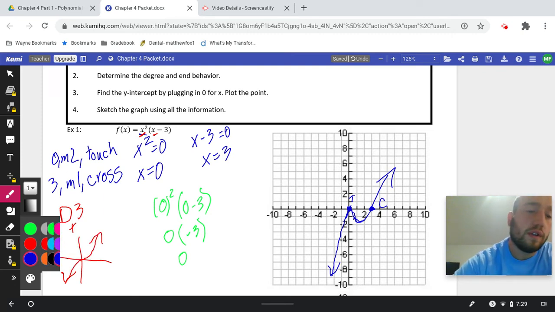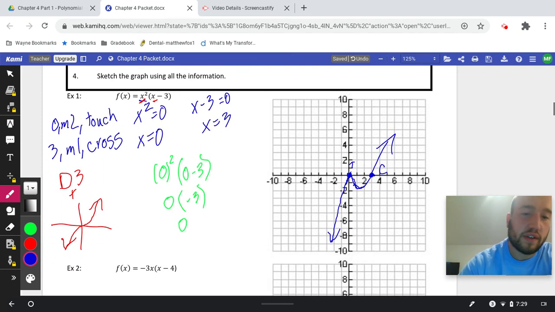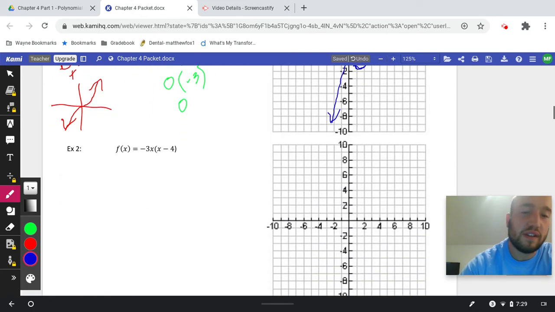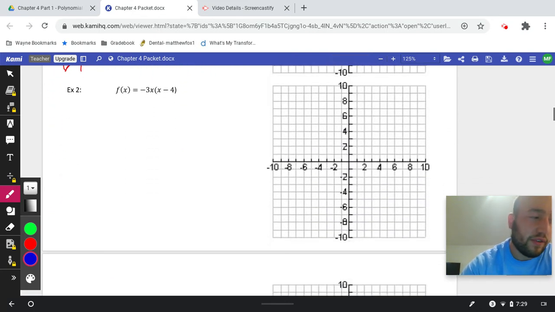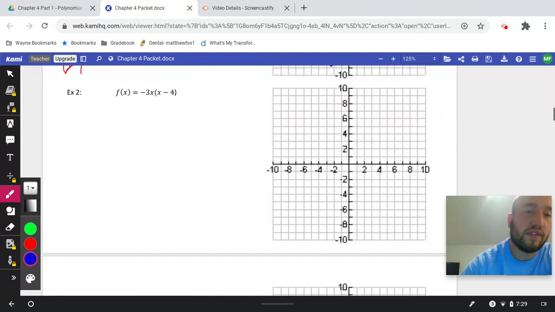So let's go ahead and try our second one. And this is something that is just going to take practice. So the first thing we want to do once again is identify our zeros. Now I'm not going to write this out, but hopefully you can see that 1, 0 is 0. And that has a multiplicity of 1. So at that point it will cross.